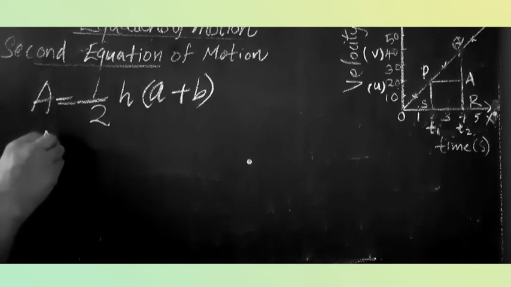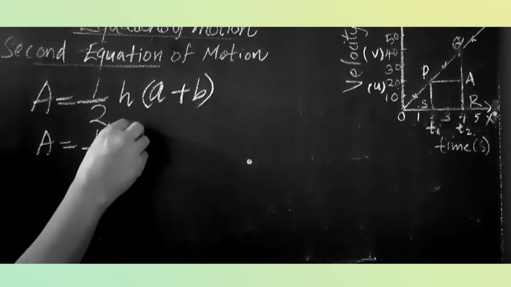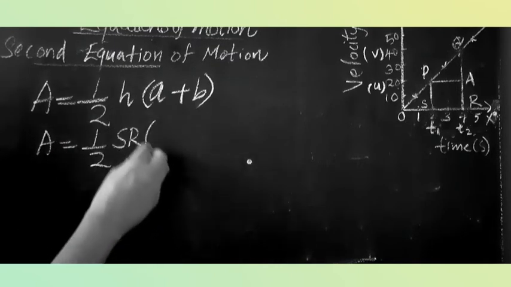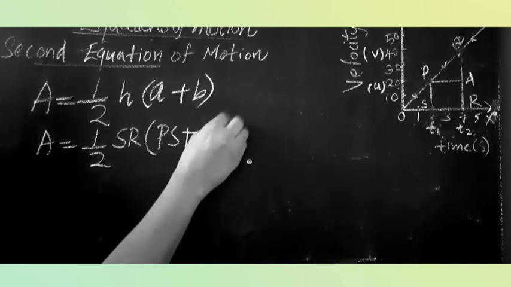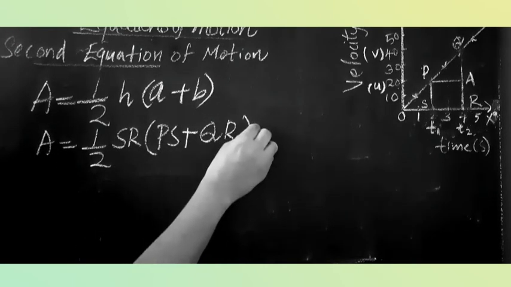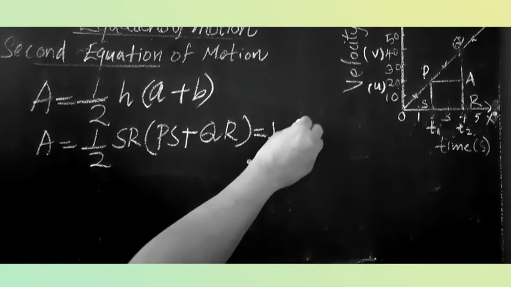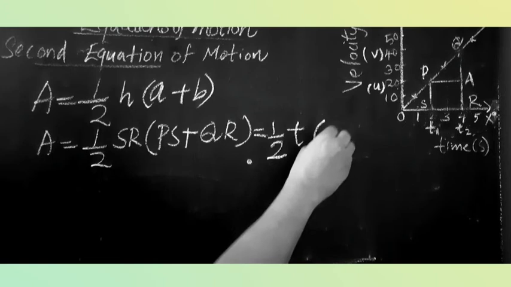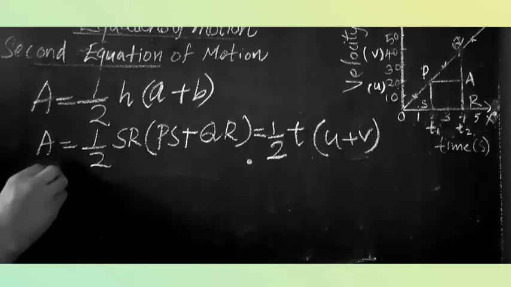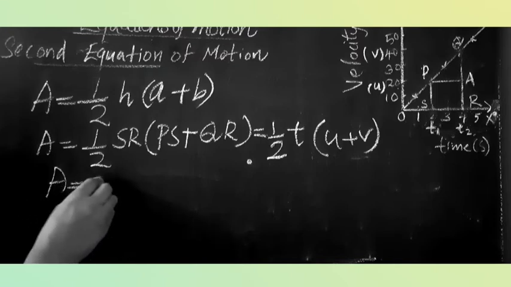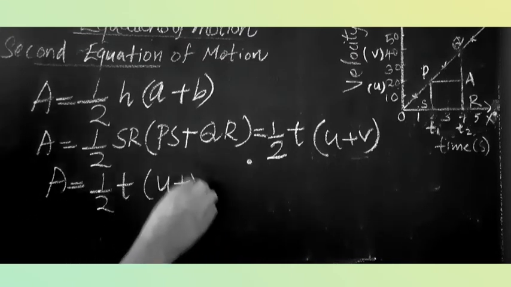Area of the trapezium is half into SR into (PS plus QR), that is half into SR, that is t, into (u plus v). So a is equal to half t into (u plus v).